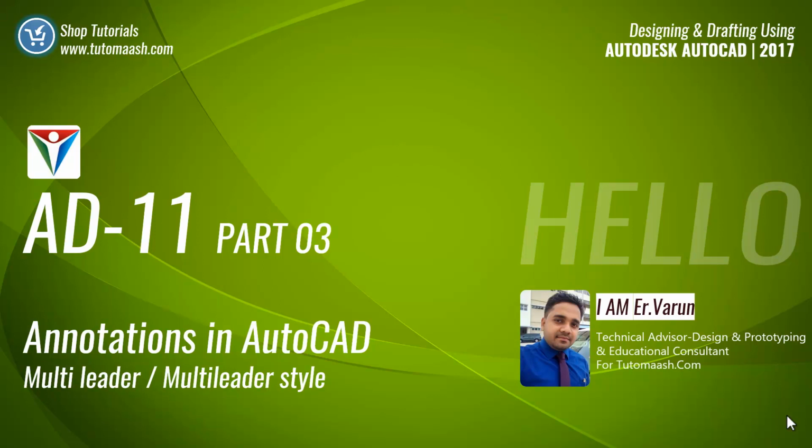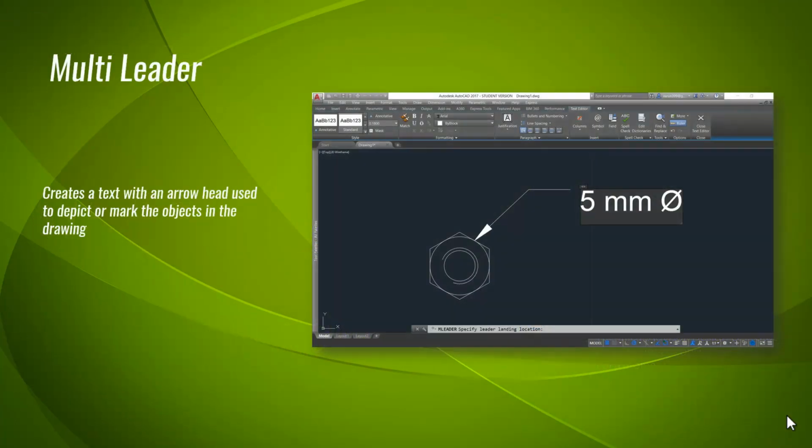In this session, we will be discussing annotations in AutoCAD. Multileaders are one of the important annotations which we use in AutoCAD. It is used to depict or mark objects in the drawing. We can input text or block as multileader to the drawing. Now let's see the multileader option in much more detail in the software.